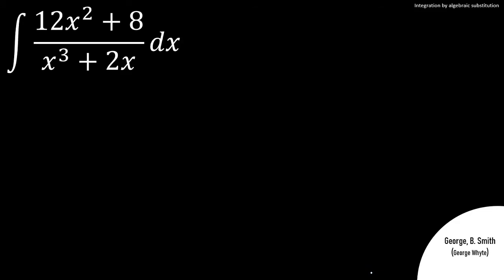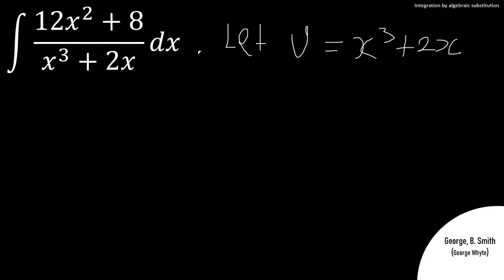This time around we have this expression 12x squared plus 8 all over x cubed plus 2x. So same thing, we are going to work with the denominator. So here we say let the denominator be equal to u. We love using u, that doesn't mean it's always going to be u, but yeah, let's say it is x cubed plus 2x, right? So that's what we have. So we need to differentiate this.